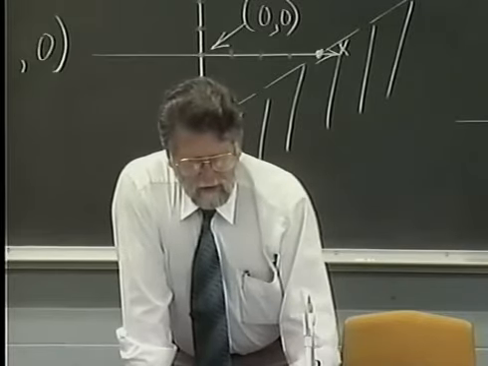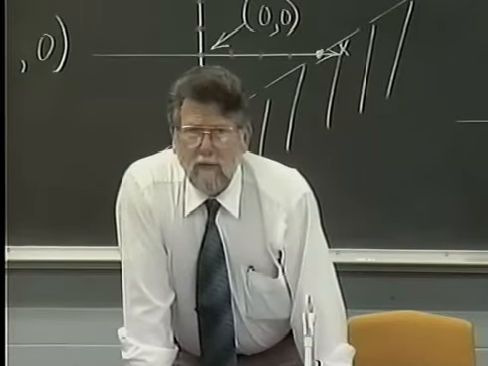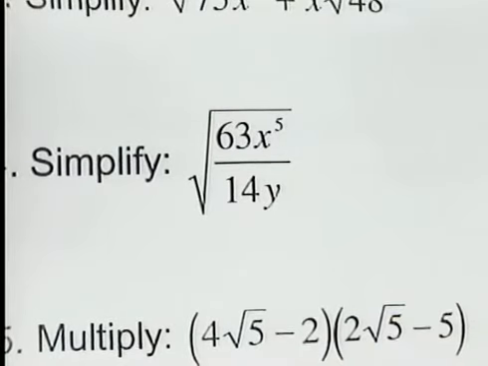Okay, this one, I tried really hard to give you a nice problem, and you did not go for it. A 63 and 14. There's a 7 in each of those that I wanted you to do. 7 into 14 is 2. 7 into 63 is 9. And suddenly, life is good. Because you have a 9 and the square root of 9 is 3. Your x to the 5th can be written as x to the 4th times x to the 1st.